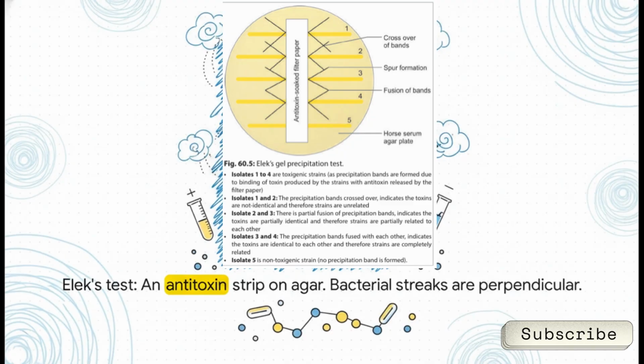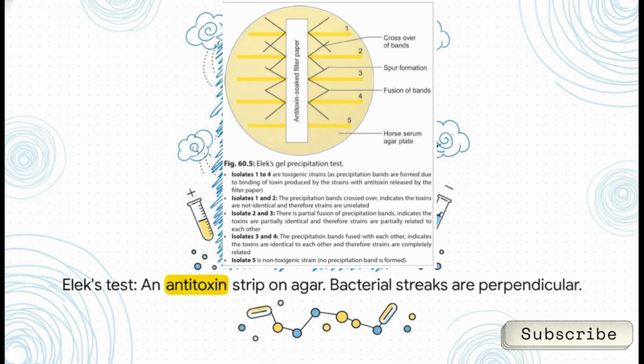Now here is the clever part. You take a filter paper strip that's been soaked in diphtheria antitoxin and you lay it down the middle of an agar plate. Then you streak your test bacteria at a right angle to that strip. If your bacteria produces the toxin, it diffuses out from the streak, while the antitoxin diffuses out from the paper. And right where they meet in the perfect concentration, poof, you get a visible line of precipitation.